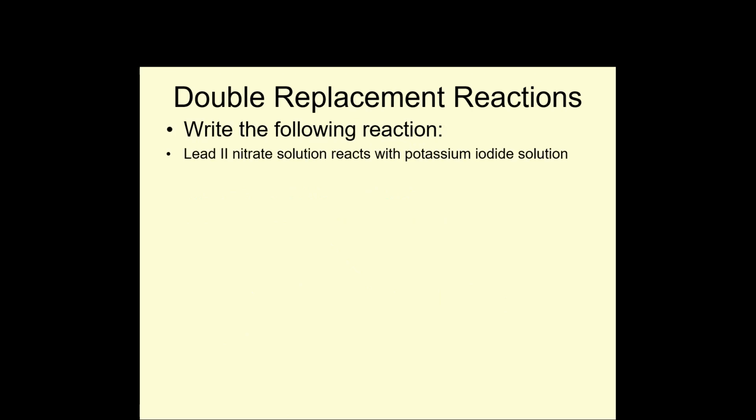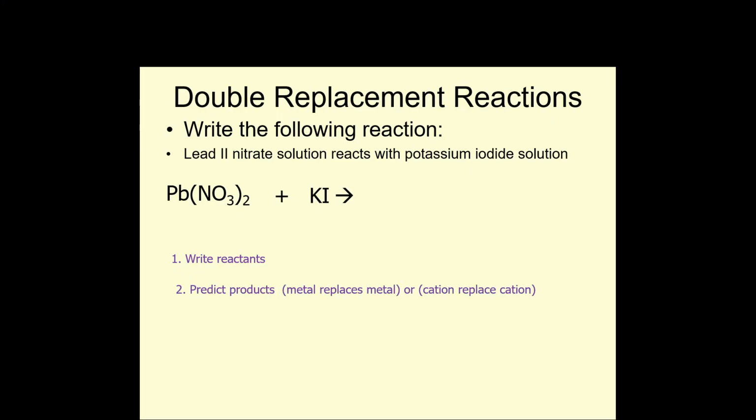So when writing a double replacement reaction, you do the same thing. You write all the reactants. Here we're going to use this example. Lead 2 nitrate reacts with potassium iodide solution. So we've got two solutions, both dissolved in water. We're going to start with the reactants. We've got lead nitrate, and we've got potassium iodide.